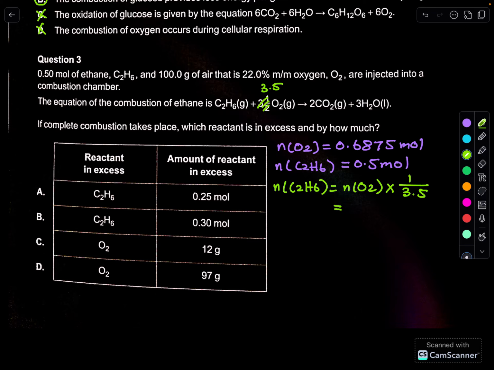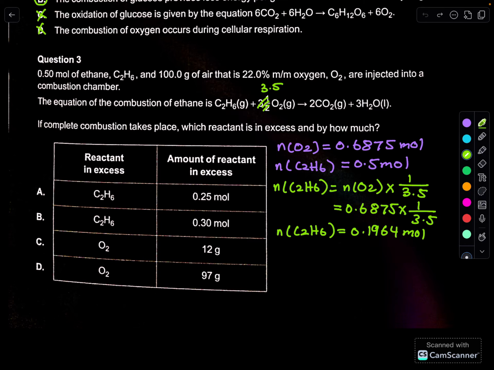So what would that give me? 0.6875 times 1 over 3.5. That gives me a mole of 0.1964 mole. All right, so beautiful. So we have that much. So using oxygen for my calculation, I get this much mole.